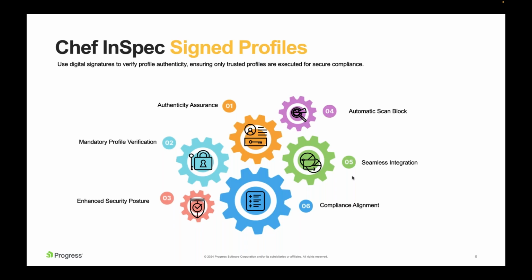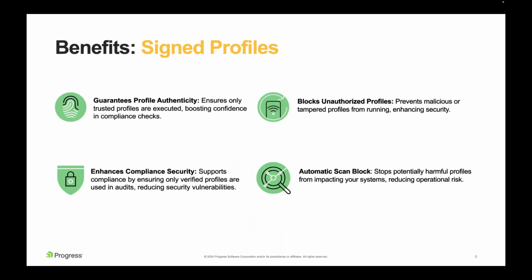You see, this not only reduces compliance risks and safeguards critical systems, but it also prevents any sorts of unauthorized accesses. Now let's take a closer look at the key benefits of Sign Profiles and how they can basically transform your organization's security and compliance efforts. You see, Sign Profiles by Chef InSpec delivers a lot of benefits. But to start with, there is profile authenticity, which is guaranteed by ensuring that only trusted digitally signed profiles are executed. This basically gives the team that much required confidence that no tampered or unauthorized profiles will slip through.